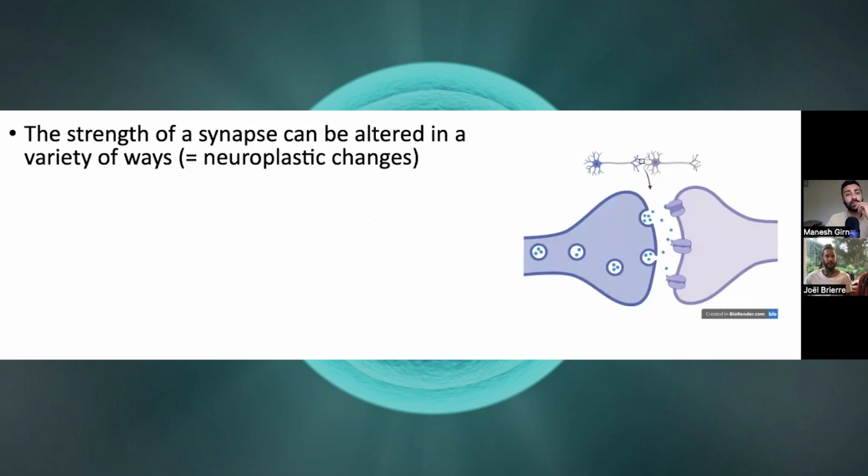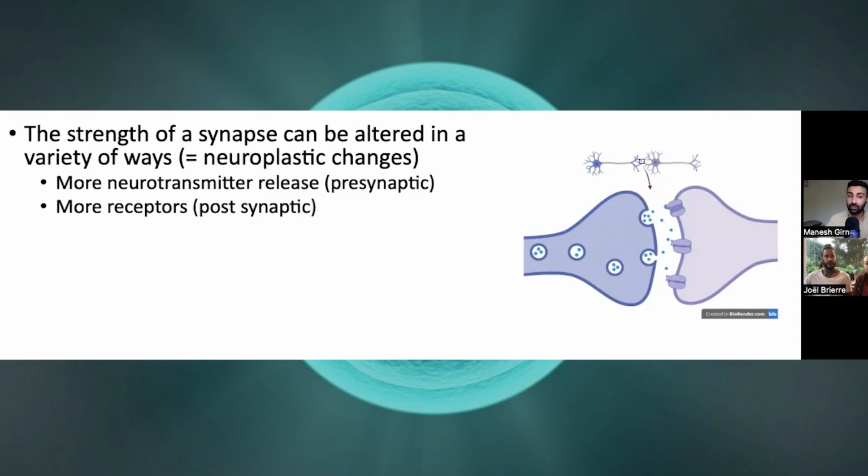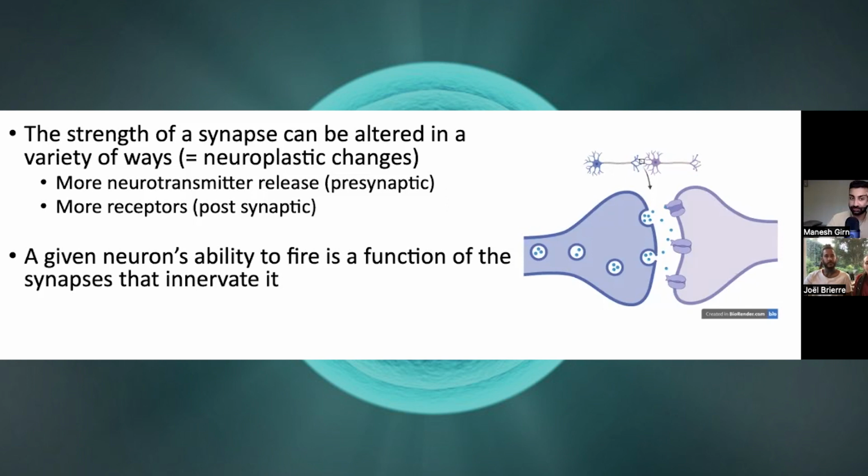Now, when we talk about neuroplasticity, we're talking about the strength of these synapses, the strength of connections between two neurons. And the strength of a synapse can be altered in a variety of different ways. For example, the presynaptic side could release more neurotransmitter, which then affects more receptors on the right. Or the right could just have more receptors in general, so there's more places where these neurotransmitters can land. And those are just two, but there are many different ways the ability of the presynaptic neuron to affect the postsynaptic neuron can be altered and changed and strengthened or weakened.